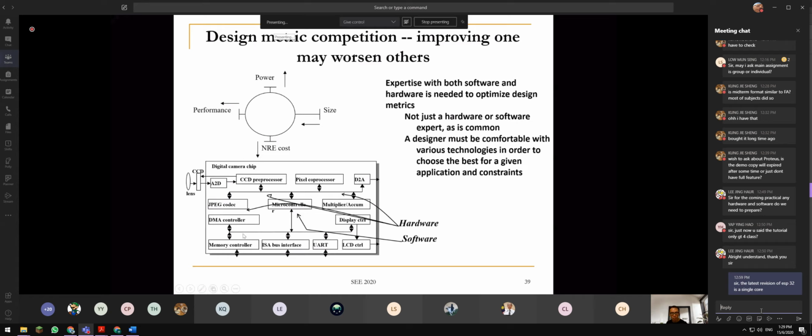So how should it be? Very high NRE cost? Yes, very high NRE cost. How's the size? How's the power? How's the performance? So we have to find a point so that they complement one another.